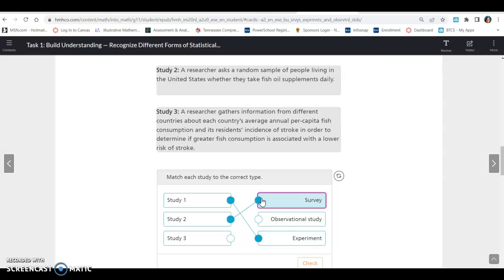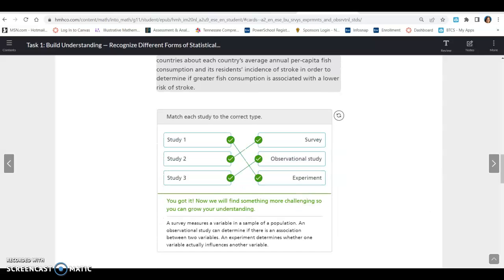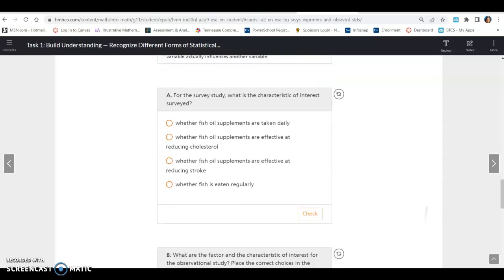And then study 3, a researcher gathers information from different countries about each country's annual per capita fish consumption and its residents' incidence of stroke in order to determine if greater fish consumption is associated with lower risk of stroke. So they are observing data. They're looking at data only. They're not doing anything to change what they are given.